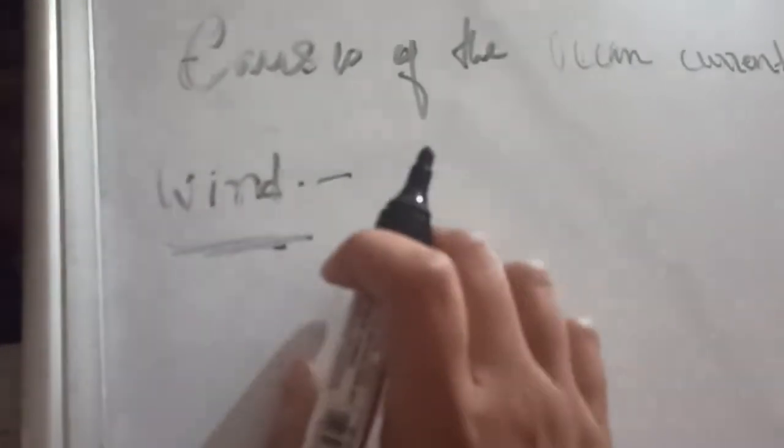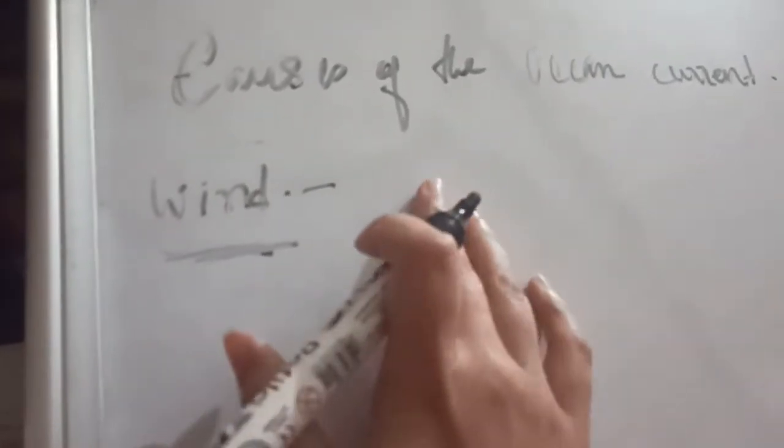Next is wind. Wind plays a very active role in the origination of this ocean current. We all know that the winds are the freely moving objects over the earth's surface. So these winds blow over the vast ocean surface and drag the surface water of the oceans in the direction in which it is blowing.